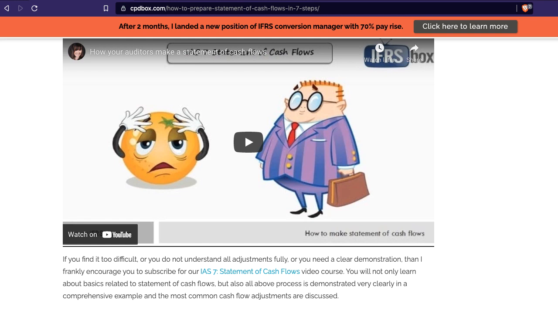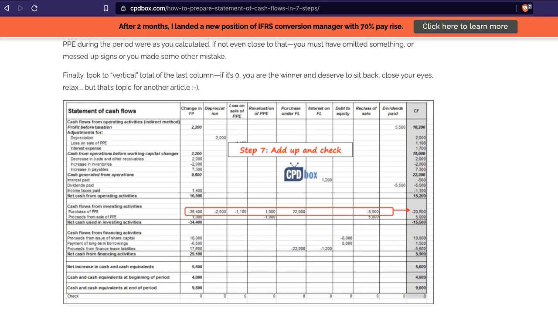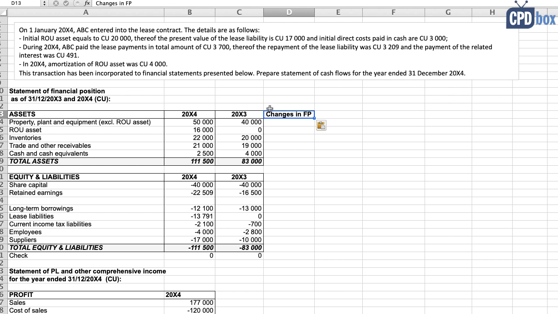From now on, I'm going to follow the exact same steps and logic. I will be focusing on the lease part, not on the explanation of the steps in making cash flow statements themselves. So step number 1 is to calculate balance sheet changes, or better said, changes in the financial position.